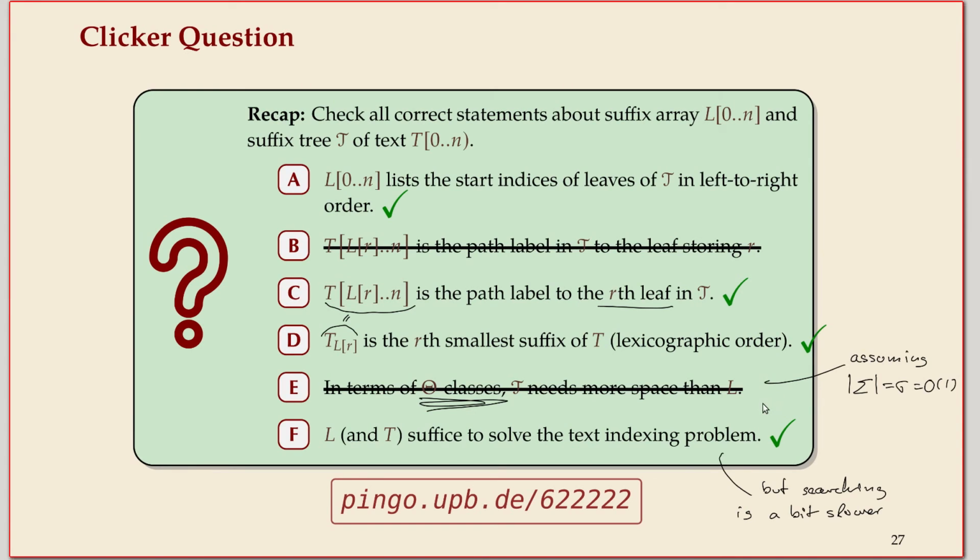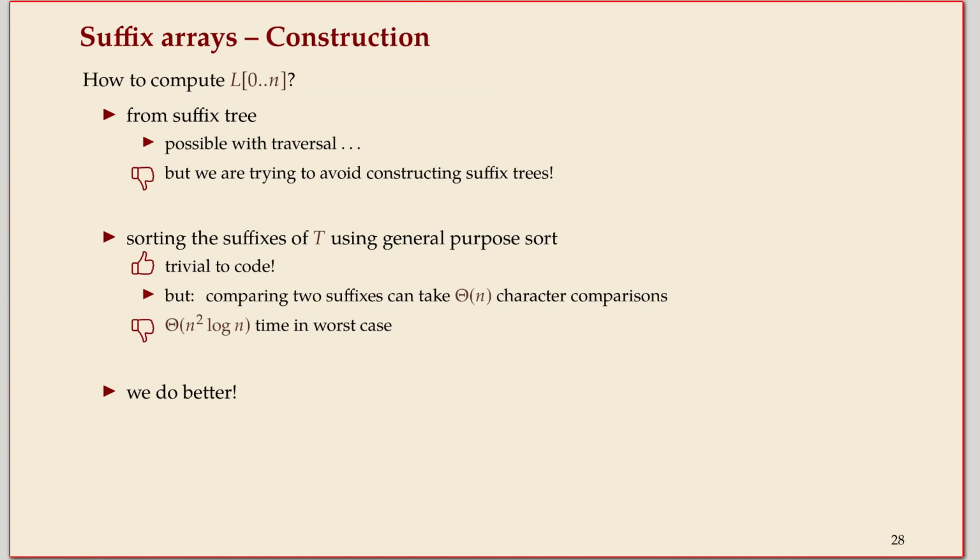I said motivation number 1 for the suffix array is the reduced space that we need. But there's also a second motivation, and that comes from the fact that it's much easier to construct, also because the whole concept of a suffix array is much easier. It's a simpler data structure. It's just a single array instead of this complicated tree. And it's also possible to construct it with simpler methods. So let's see how far we can get with very elementary ideas.